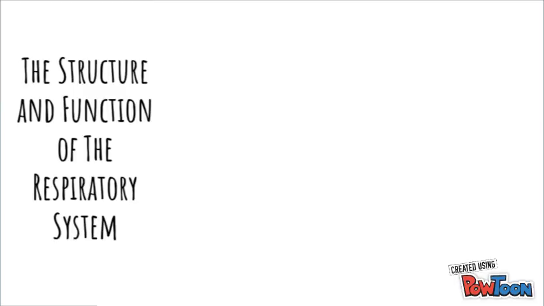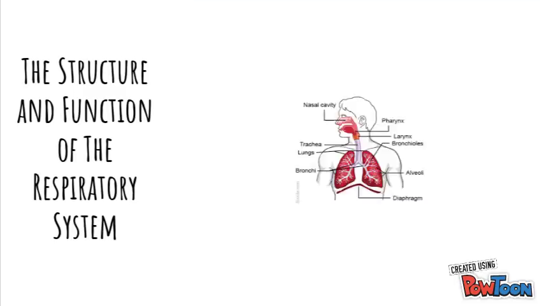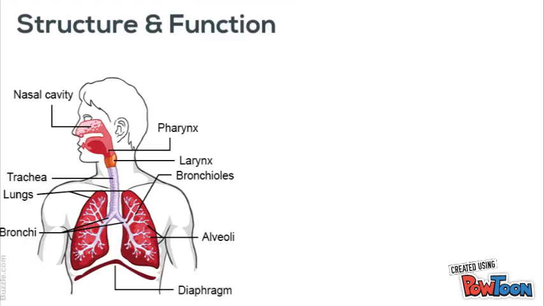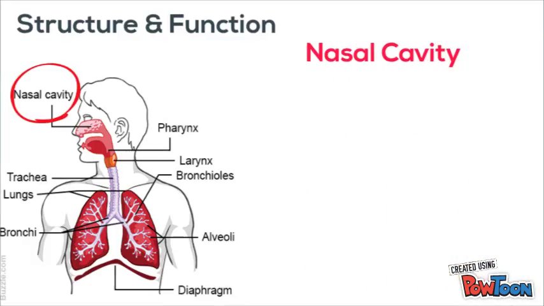Next, we will look at the structure and function of the respiratory system. It is made up of many different parts carrying out each of their own functions in order for respiration to occur. Breathing is an involuntary action that requires no thought process. First, we have the nasal cavity. We breathe air in through the nose and mouth.